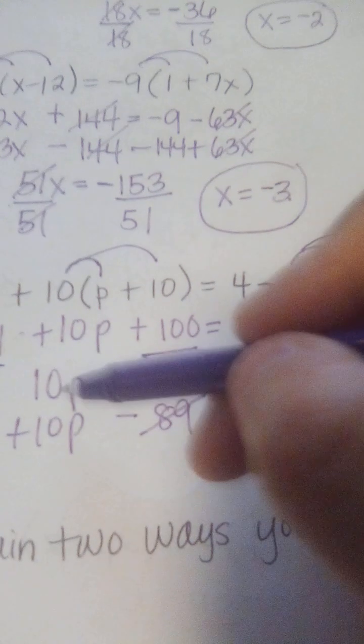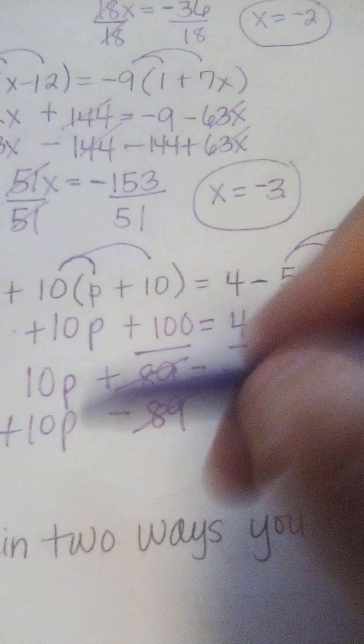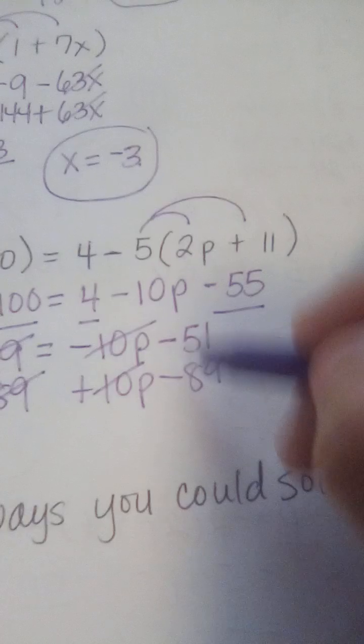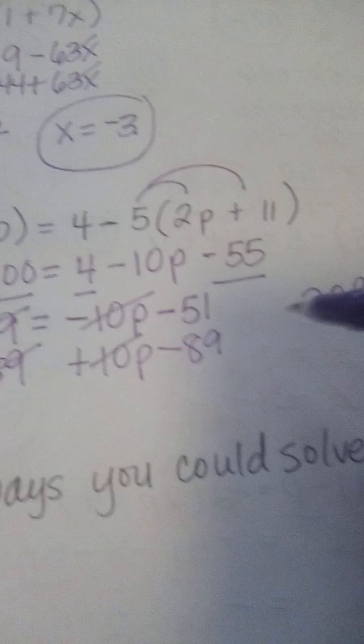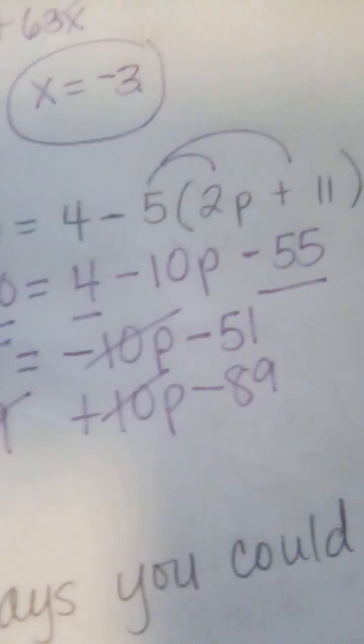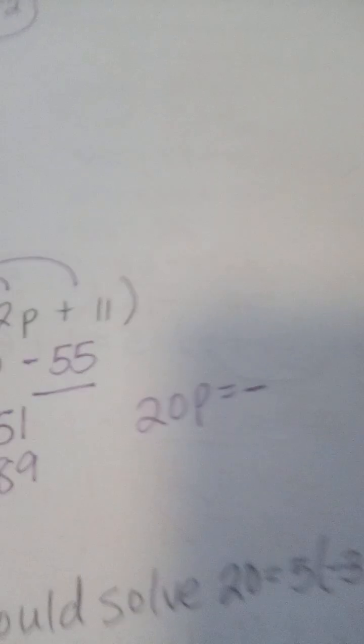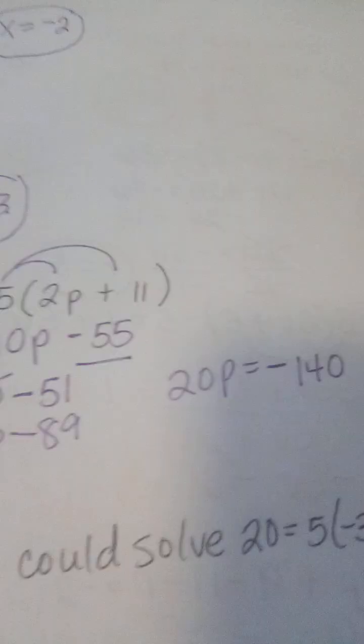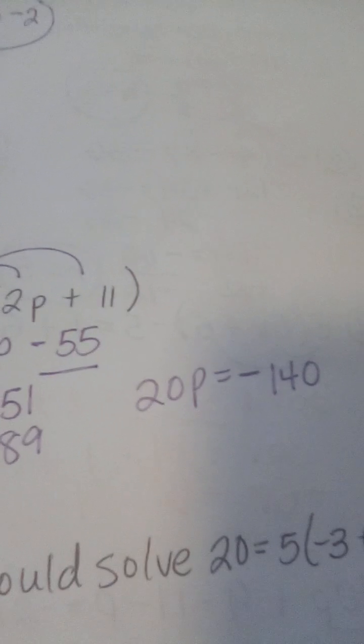We have 10p plus 10p that gives us 20p on the left side. We know this on the right side will be a minus, right? What is a negative 51 minus 89? 140, right? Okay, we're almost done.